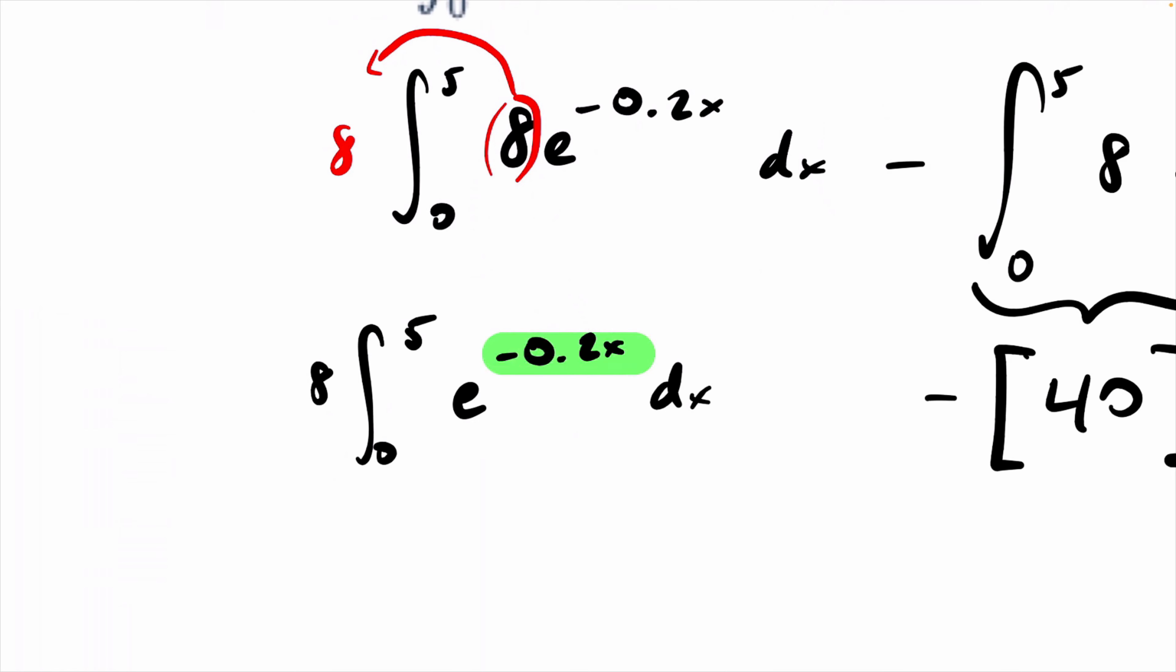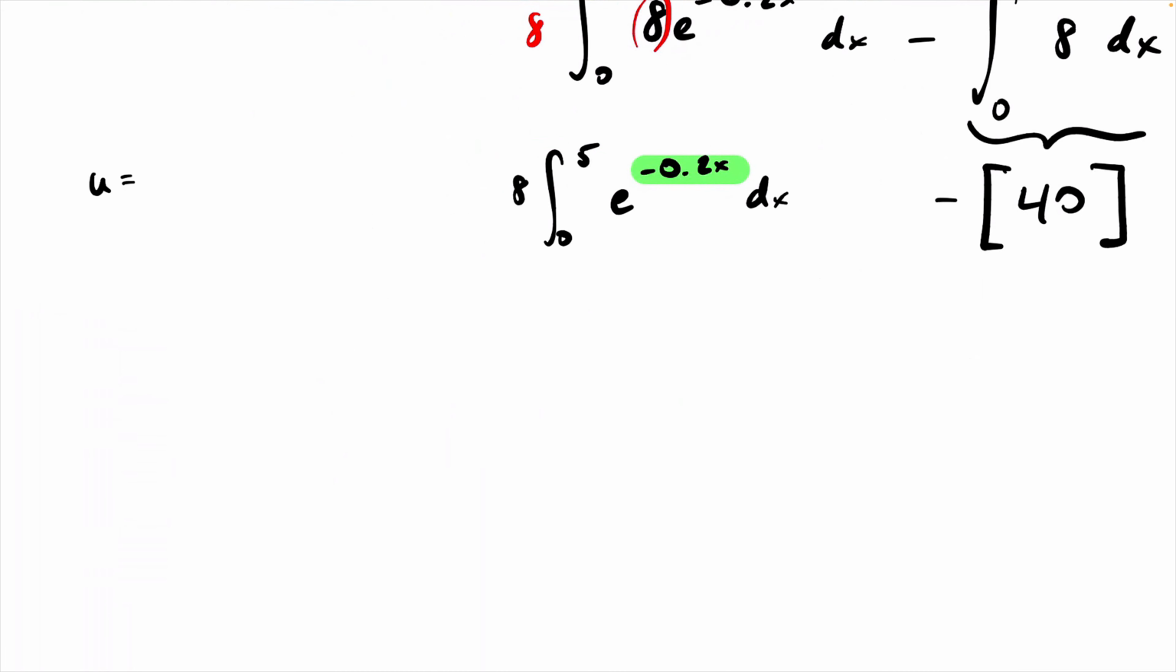if it's just x, if that was just 1x, you wouldn't need to do u substitution because the antiderivative of e to the x is e to the x. But what makes it different is that the power is not 1x, it's negative 0.2. Anytime the power is something other than 1x, you need to do u substitution. And where is that u going to be? Up top. Okay? So I'm going to do u substitution for this guy.